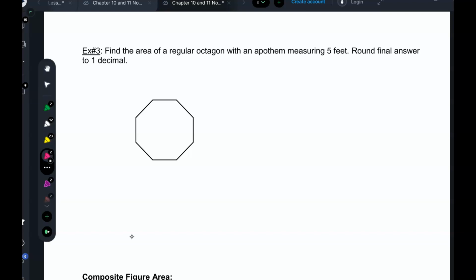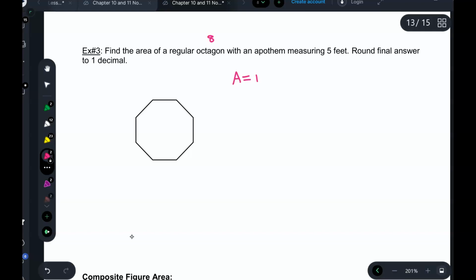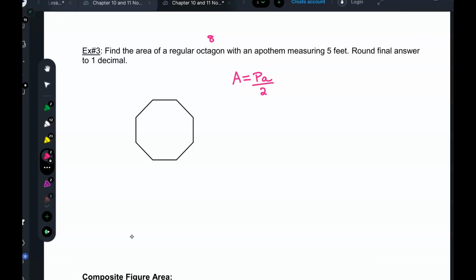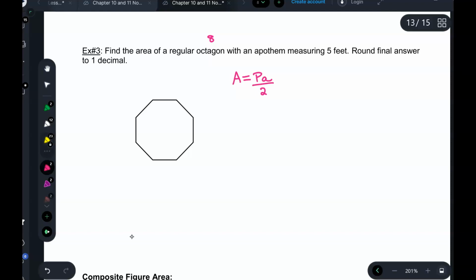Okay, now we're going to finish the lesson here, and we'll do homework after this one. Okay, octagon, how many sides? 8. Okay, perimeter times apothem divided by 2. This time, what do they give us?